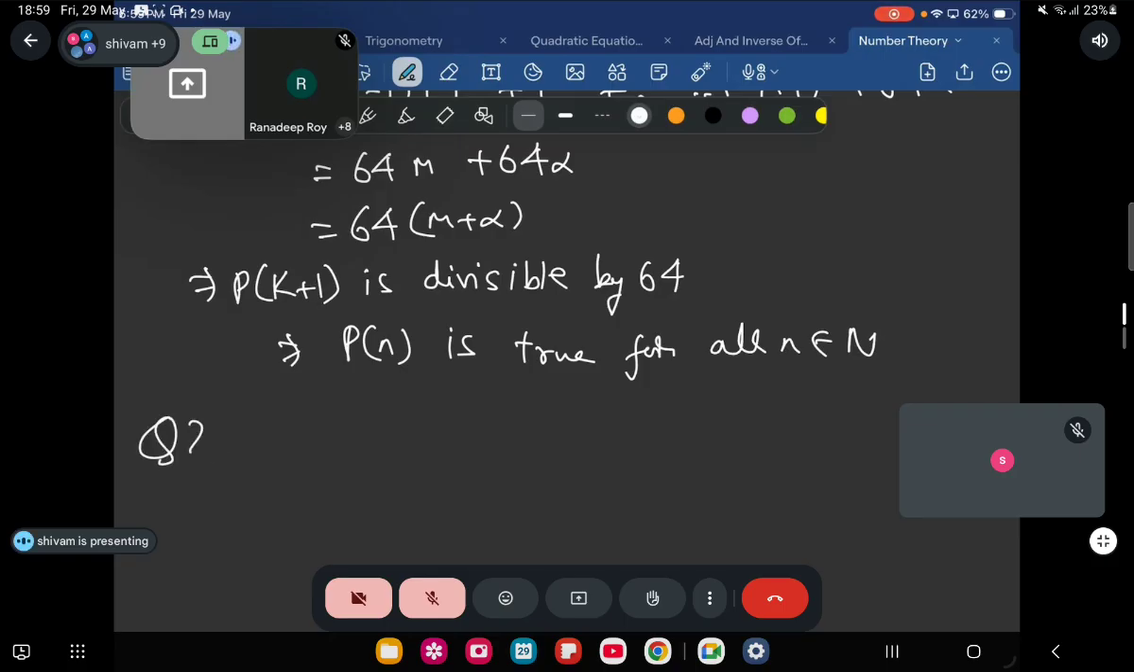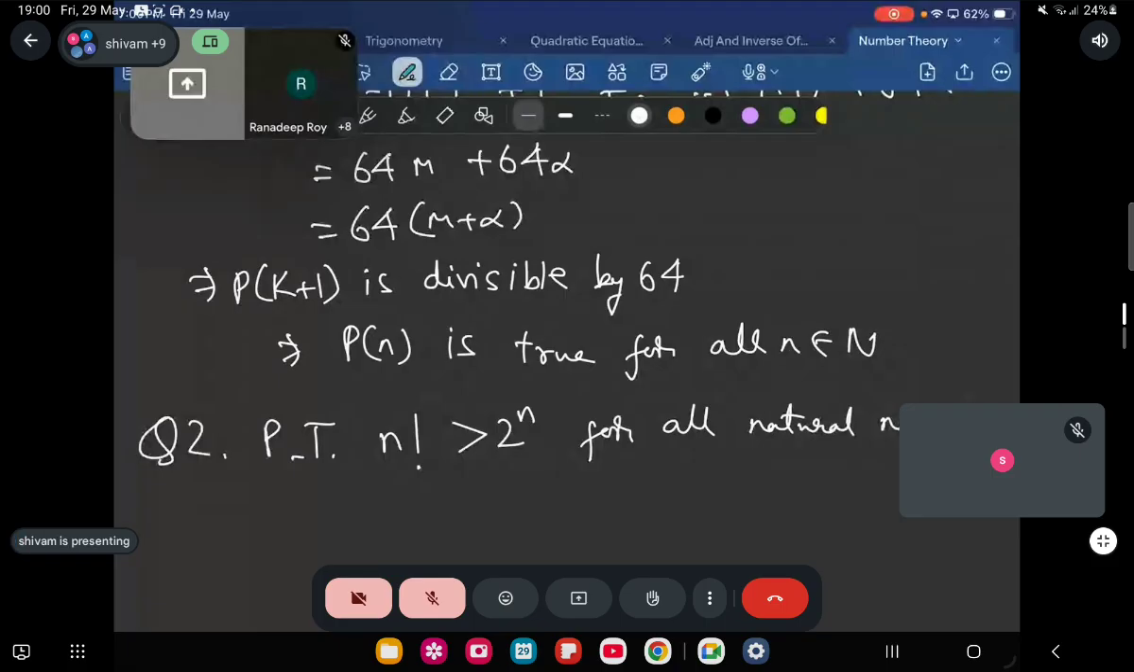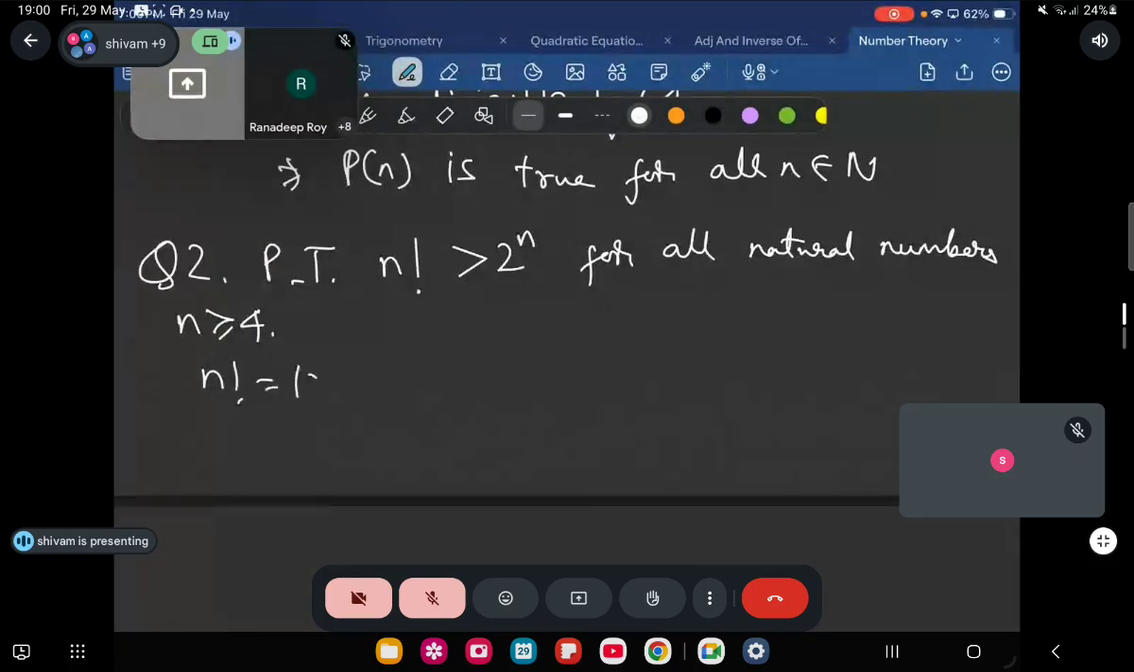So question number 2. Prove that n factorial is greater than 2 to the power n for all natural numbers n greater than or equal to 4. You people know the meaning of n factorial? If you don't know, tell me, I'll explain. N factorial is equal to 1 into 2 into 3 into dot dot dot up to n. This means the product of all the natural numbers from 1 to n is n factorial.